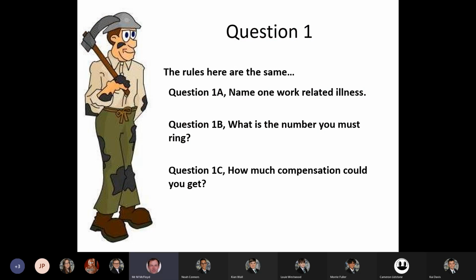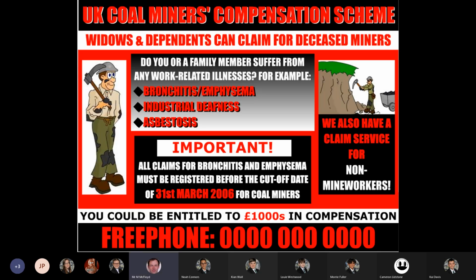Let's now take a look at question 1. 1A, name one work-related illness. 1B, what is the number you must ring? And 1C, how much compensation would you get? Okay, I'm now going to go back to the text and take a look clearly at those questions. 1A, name one work-related illness.